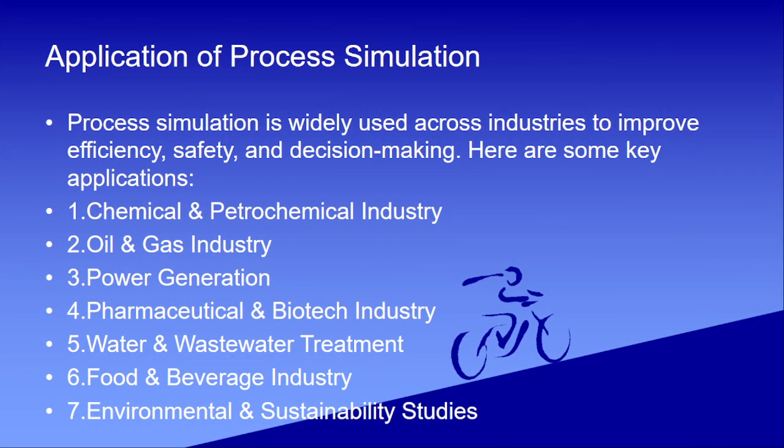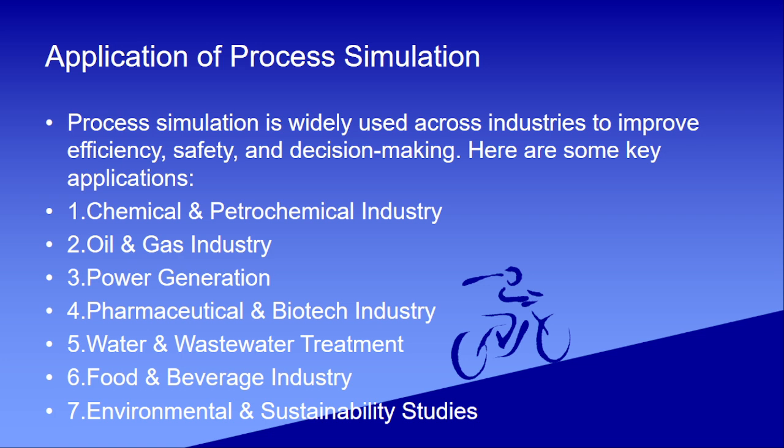What are the applications of process simulation? Process simulation is widely used across industries to improve efficiency, safety, and decision making. Here are some of the key applications. We can use it in the chemical and petrochemical industry. We use it in the oil and gas industry. We have power generation. We have the pharmaceutical and biotech industry. We have water and wastewater treatment. We have the food and beverage industry. And then we also have environmental and sustainability studies.